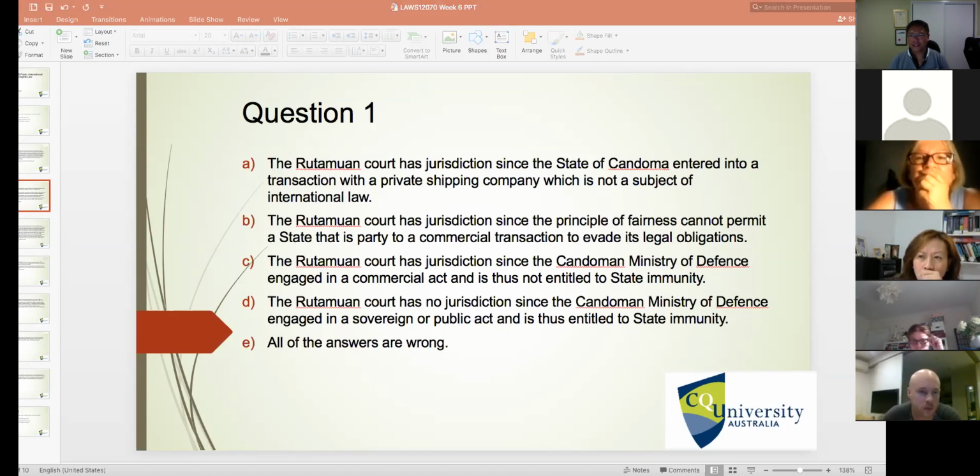For some it's C, that the Rutamuan Court has jurisdiction because the Kandomian Ministry of Defense engaged in a commercial act. Some have answered D, in the sense that the Rutamuan Court has no jurisdiction because the Kandomian Ministry of Defense engaged in a sovereign or public act. So the class essentially is quite split, although a strong majority of the class chose C as the correct answer.